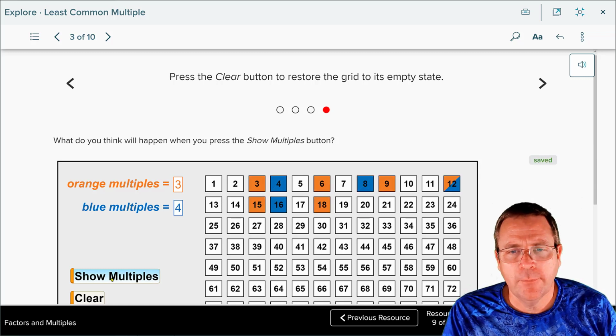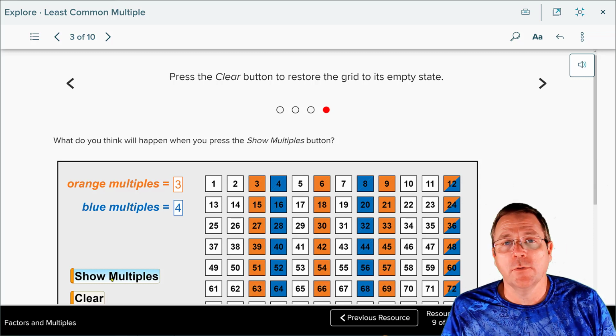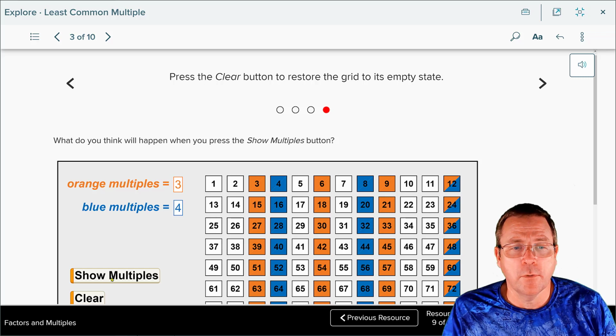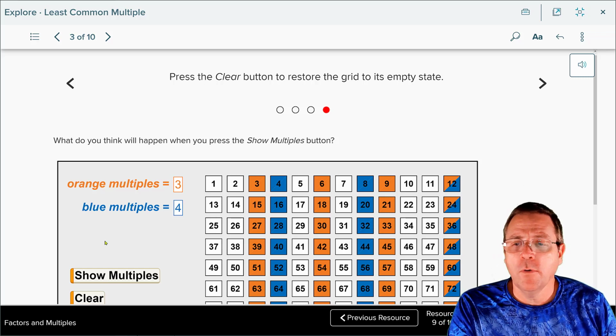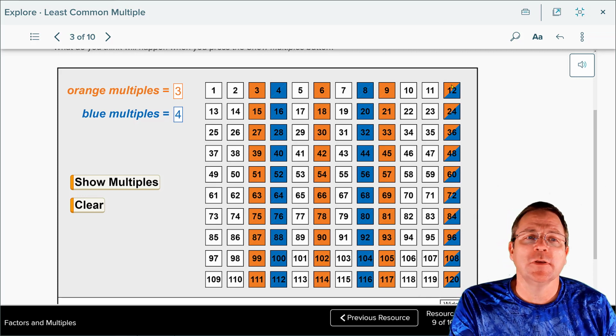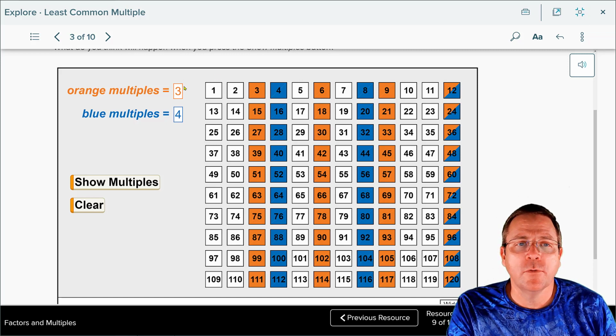So you can see the multiples of 3: 3, 6, 9, 12, 15, 18, 21, 24, and so on. Meanwhile, the multiples of 4 were 4, 8, 12, 16, 20, 24, and so on. And then when you wanted to know what is the least one that they have in common, well, that's going to be the 12 right here. It's the smallest multiple of both 3 and 4 that they share.